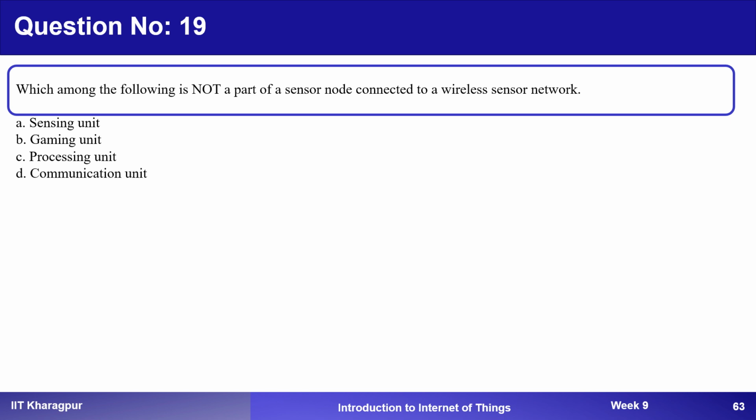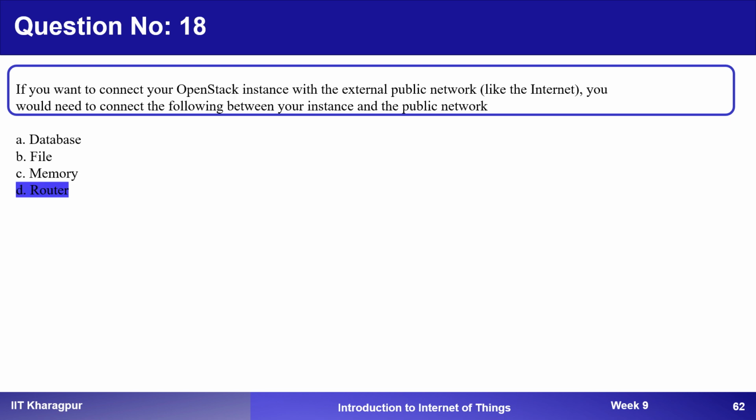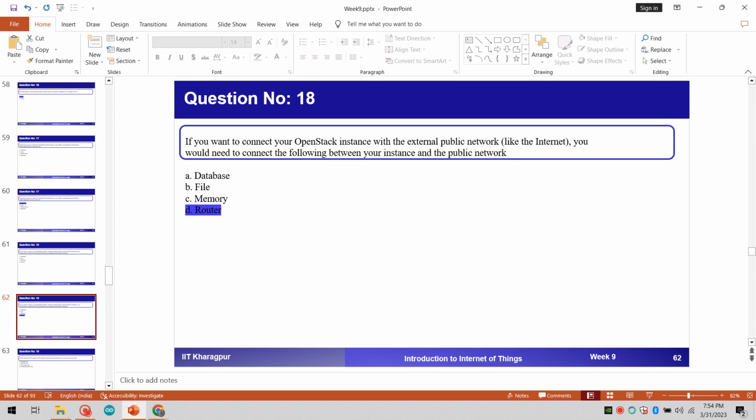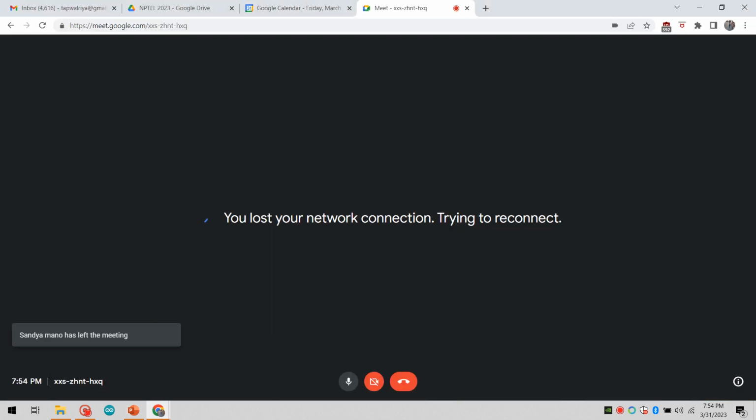So, reply for this question: sensing unit, gaming unit, processing unit, communication unit. Anyone? Ma'am, what is the answer to question 18? Question 18, D is the correct option, router. Should I continue? Is my screen not visible to you? Hello?